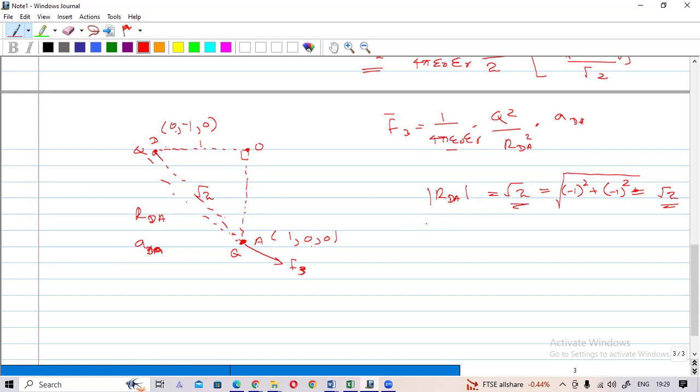Now what is the challenge? You need to find the unit vector of RDA. You know RDA, and if you divide it by the RDA magnitude, you get the unit vector ADA. Now you need to find this unit vector using the XYZ unit vector directions, because those are the standard ones, AX, AY, AZ. So how to find it? Can you find it?